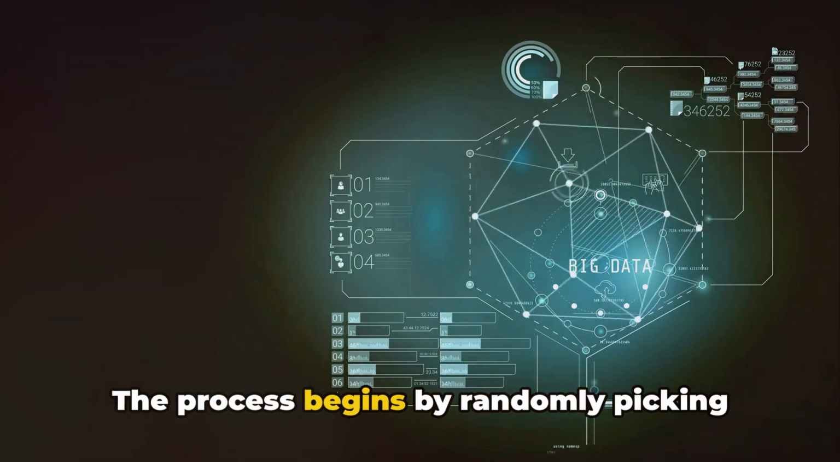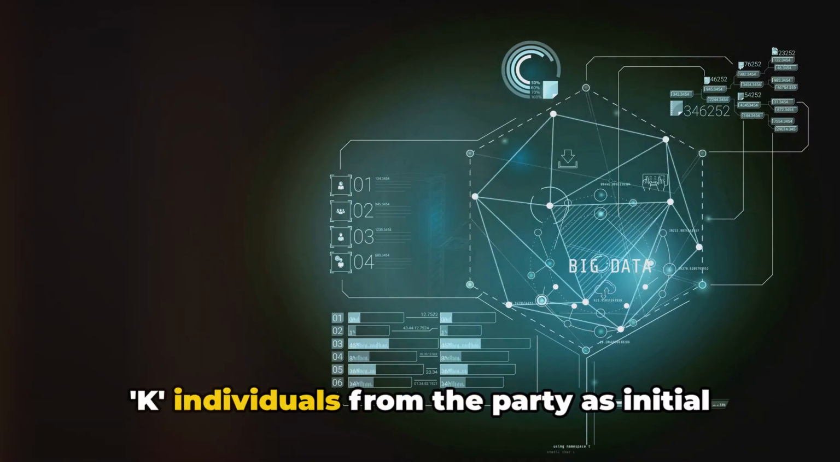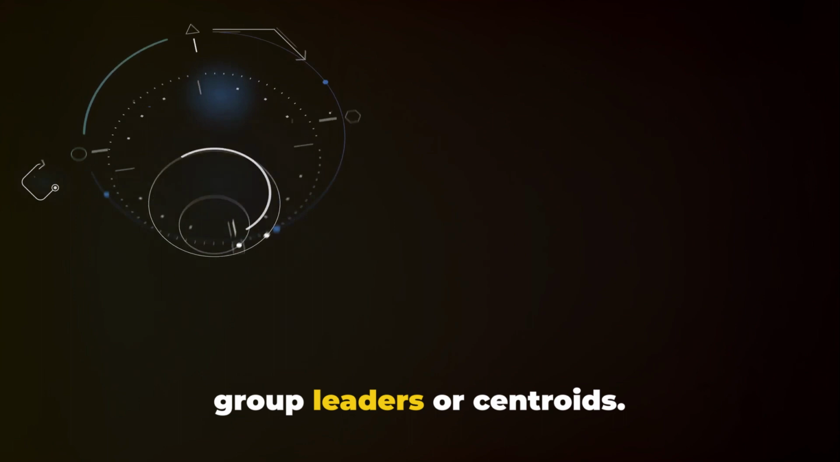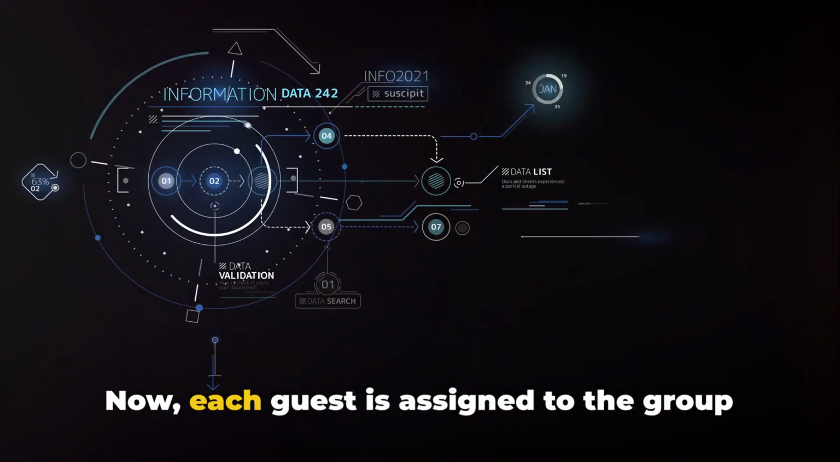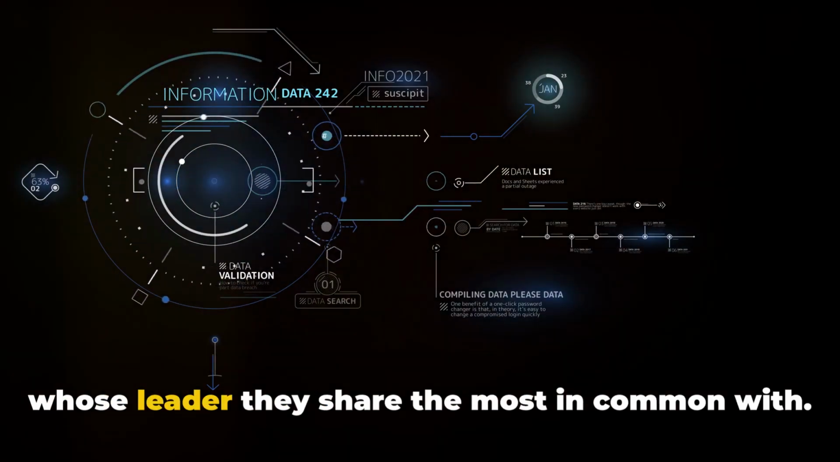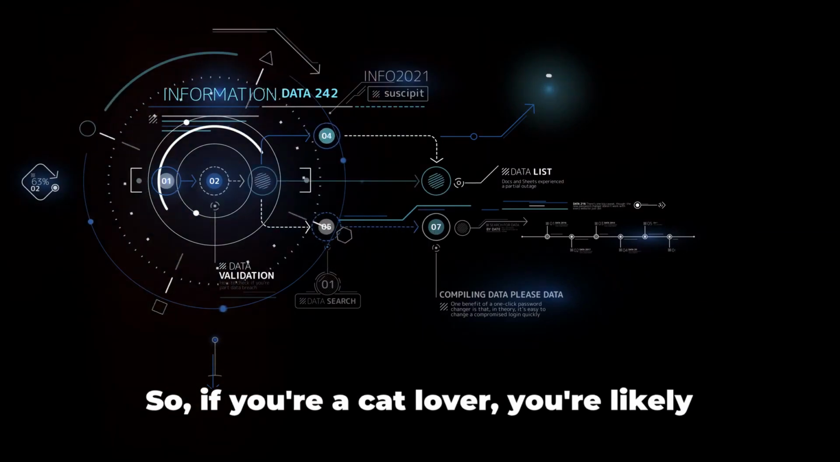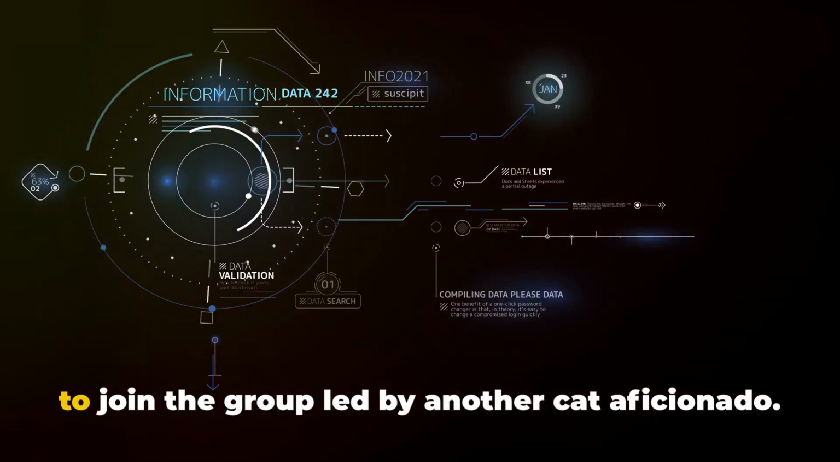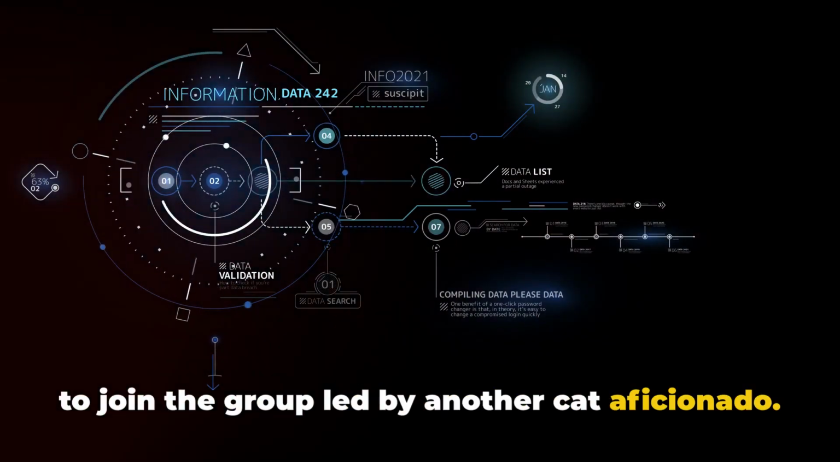The process begins by randomly picking k individuals from the party as initial group leaders or centroids. Now each guest is assigned to the group whose leader they share the most in common with. So if you're a cat lover, you're likely to join the group led by another cat aficionado.